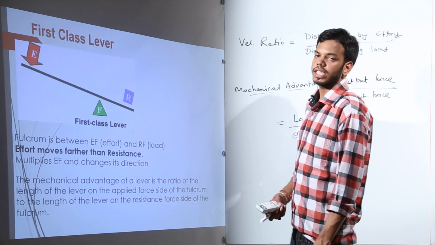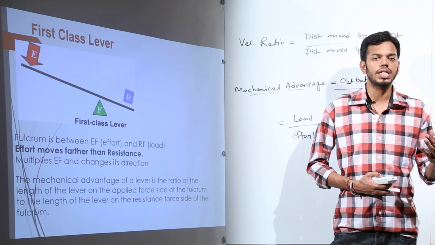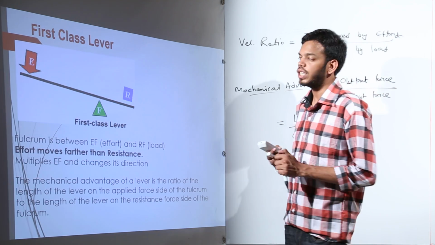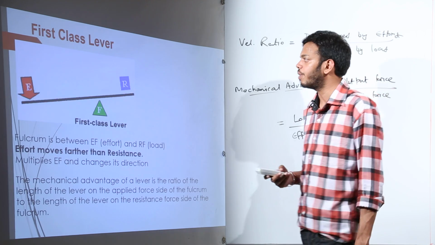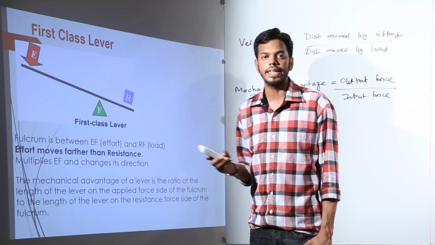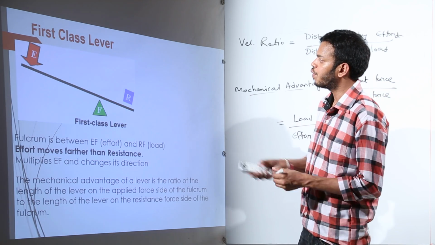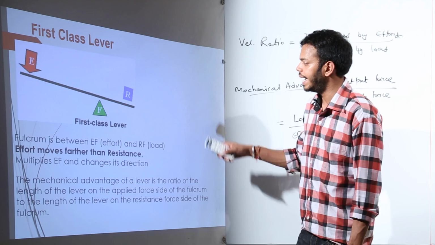Next, levers. See, levers are of different classes. There is first, second and third class. We are going to discuss all of them one by one. First we are going to start with the first class lever. First class lever is the simplest form of lever where the fulcrum is in the center and the load and effort are in the different directions. For example, you can see this picture. So fulcrum is between effort and load.